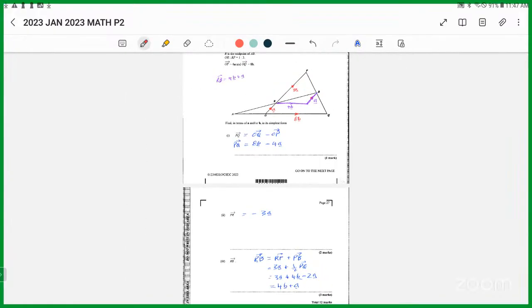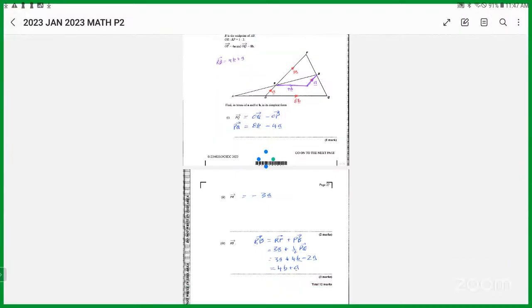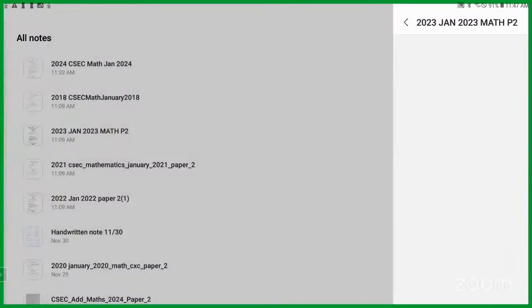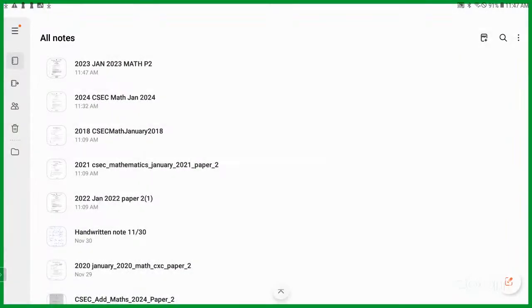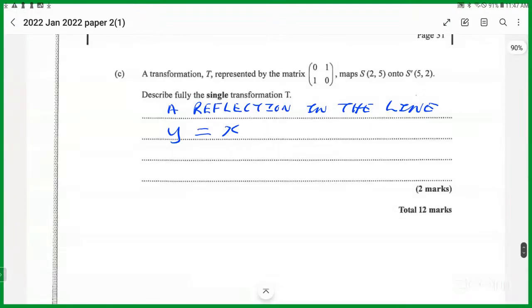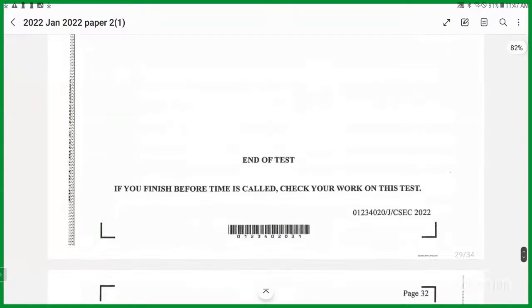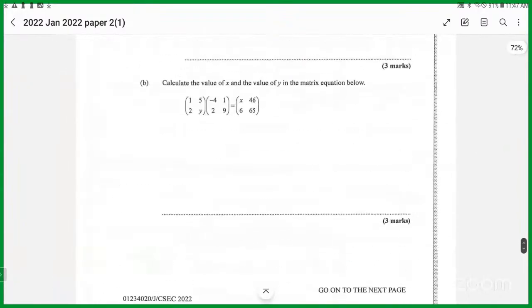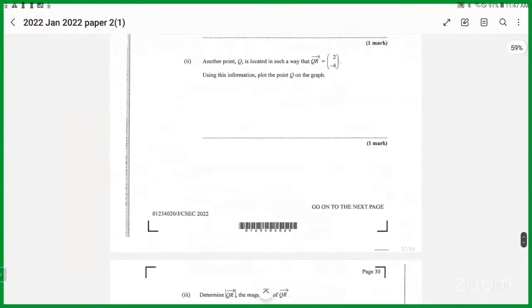Alright, so let me go now and look at the next paper, which is 2022. I'll do the January ones. Next week, we'll do the June ones. We're doing the January ones today. Next week, we're going to do the June ones. That way I can keep track of what we have done. So this is the January 2022 exam paper.